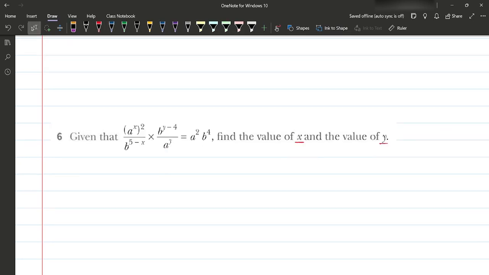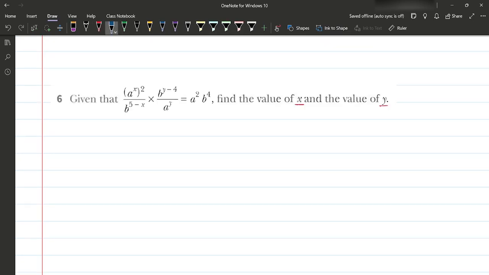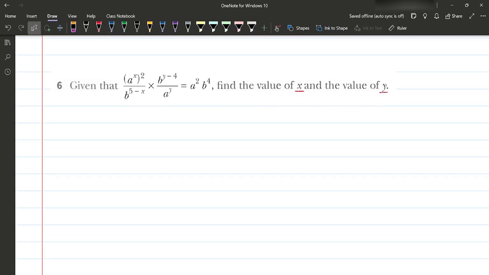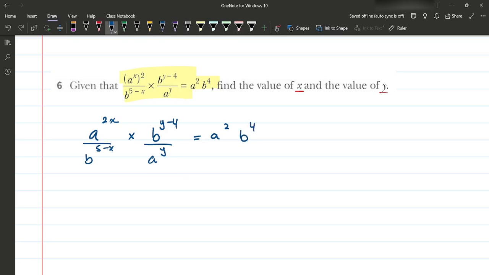This is a bit of a tricky question, so let's get started. It says, given this expression, find the value of x and y. Okay, so we're going to quickly go over this. So a to the power 2x times b to the power y minus 4 over b to the power 5 minus x over a to the power y is equal to a squared b to the power 4.